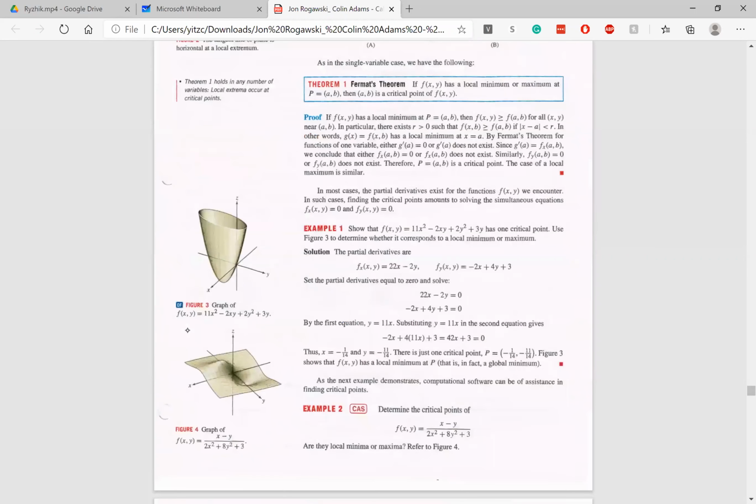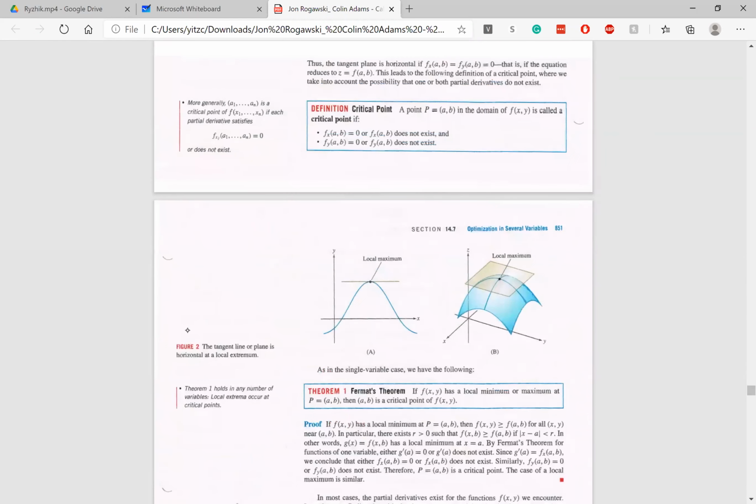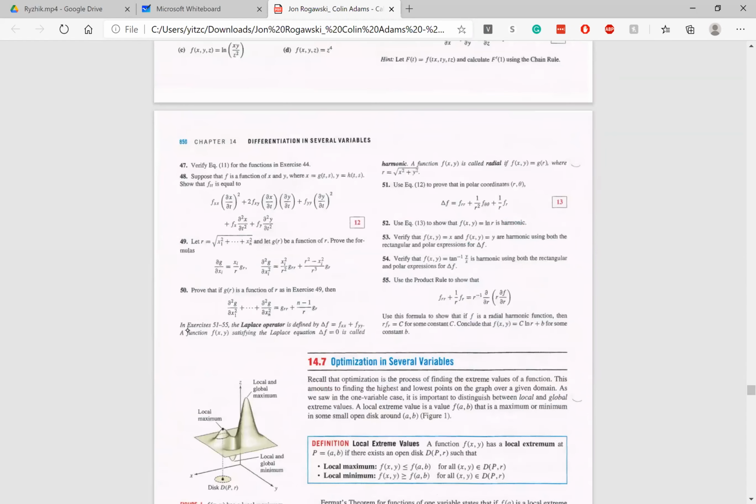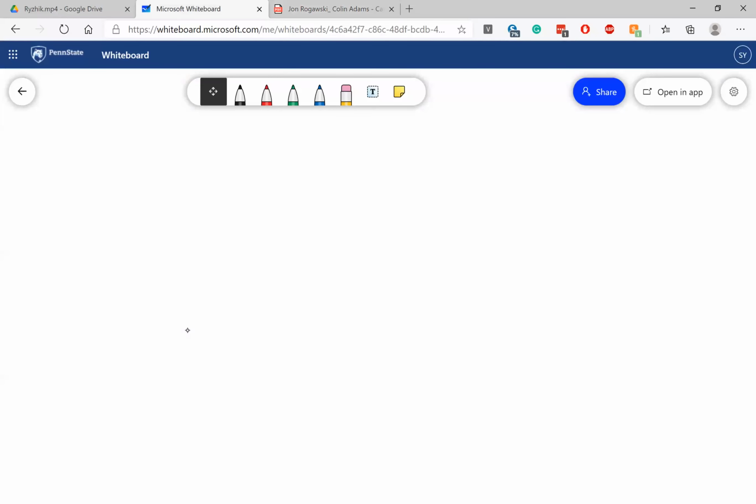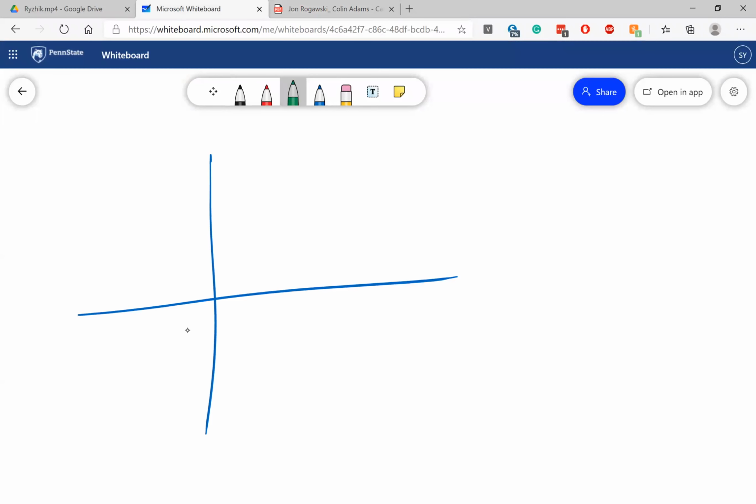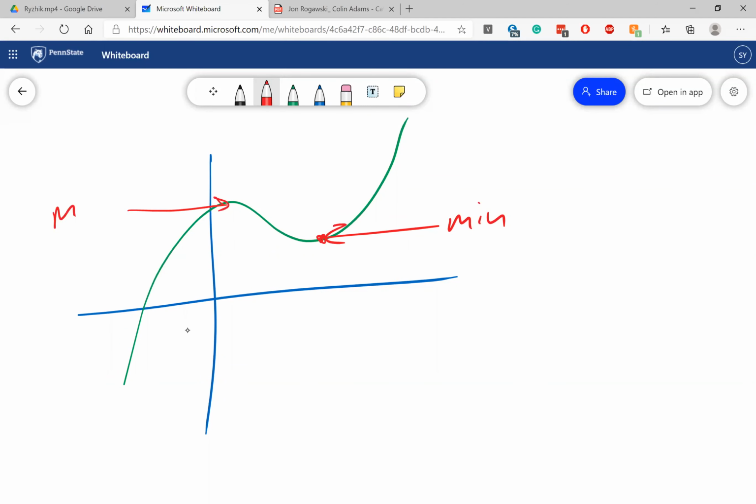So in Calc 1, we saw that it's important sometimes to know where the maximum and the minimum of a function are. So if it's our function and we would like to find its minimum or its maximum, what we ended up doing is we looked at f prime of x and we set it equal to 0 to find the critical points. And then we use the second derivative.